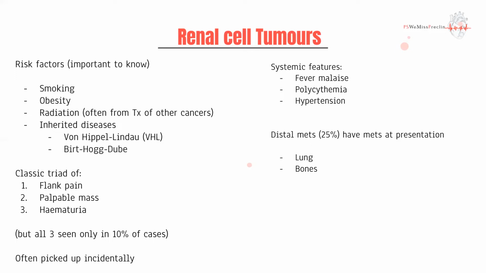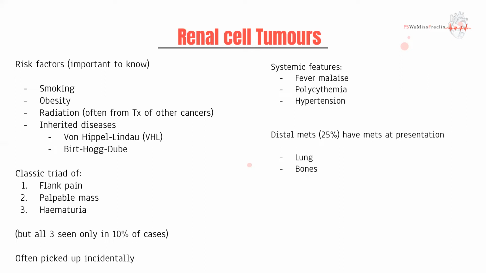They're often picked up incidentally, mostly on imaging of the abdomen or the renal tract, is when we might see a mass. And I personally know of a few people who have had renal cell cancer picked up because they were undergoing imaging for some prostatic issues or some bowel issues, and then they just saw a large mass on the kidneys themselves.